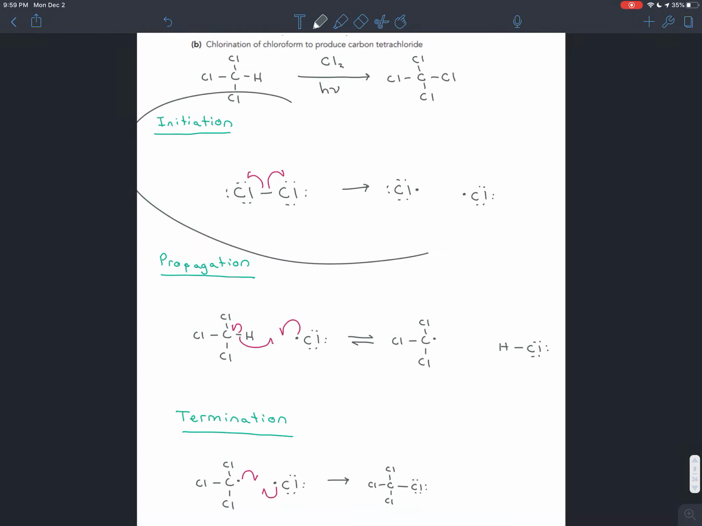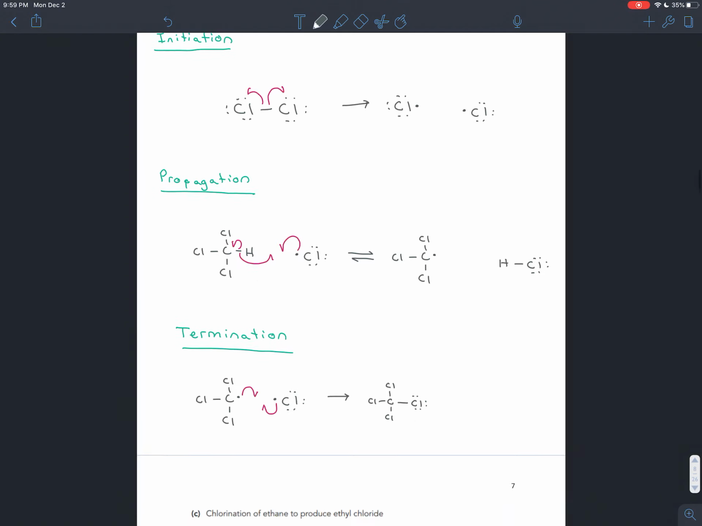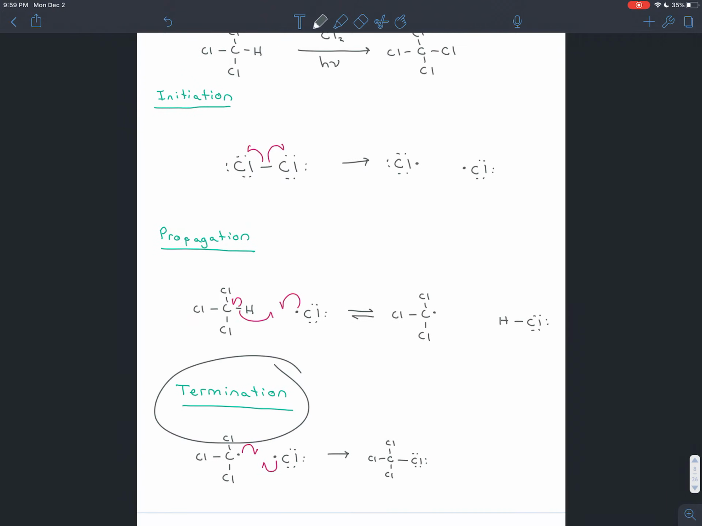So we have the beginning, the initiation, where we form the radicals using homolytic cleavage. Then we have the middle, the propagation, where one radical is stabilized, but in the process, another radical is formed. And then we have the termination step, the end of the story, where two radicals come together to create a bond, a stable bond.